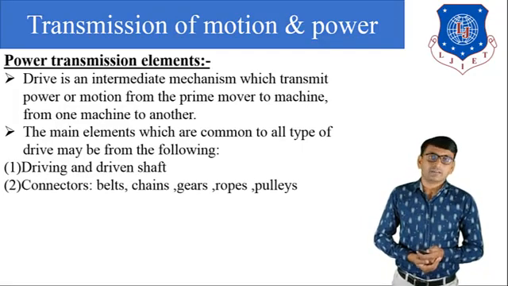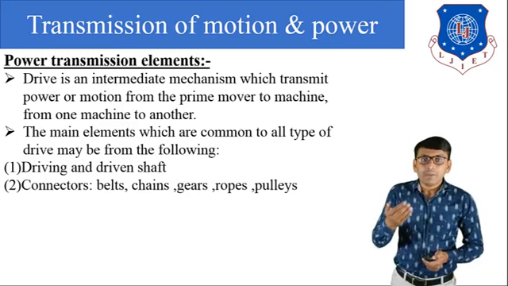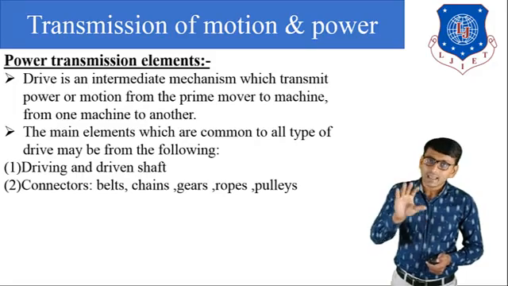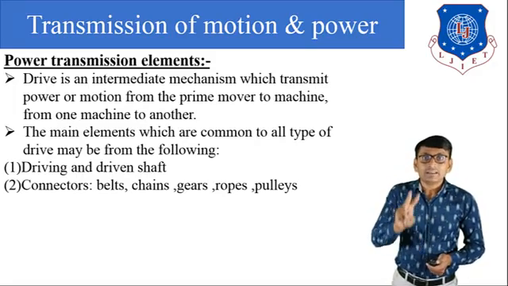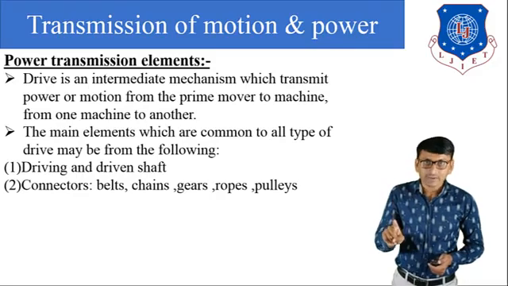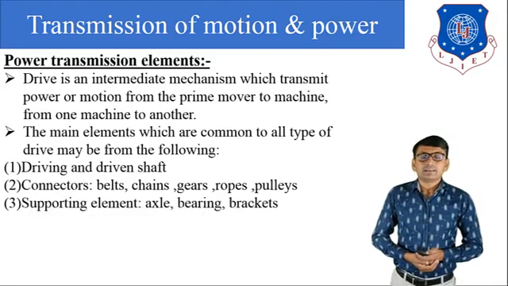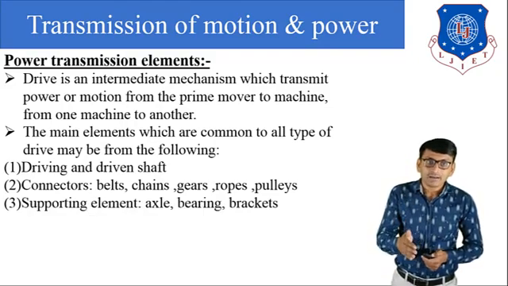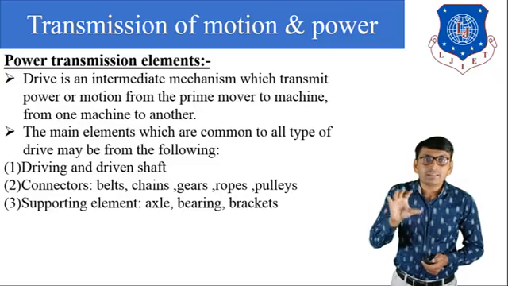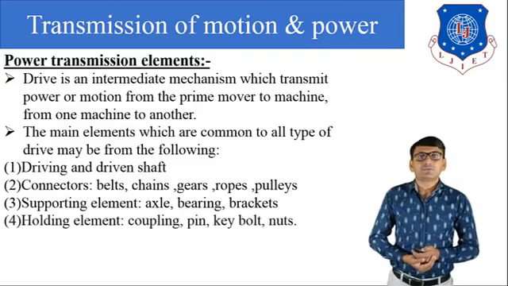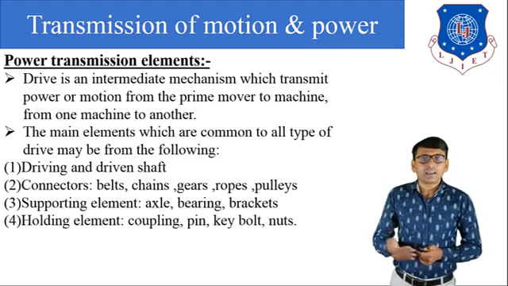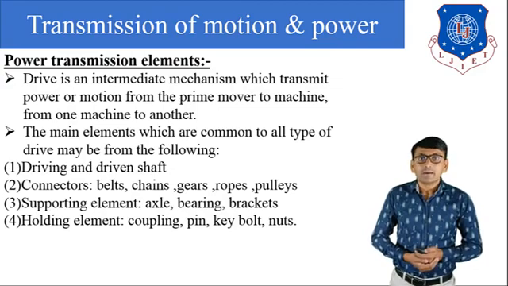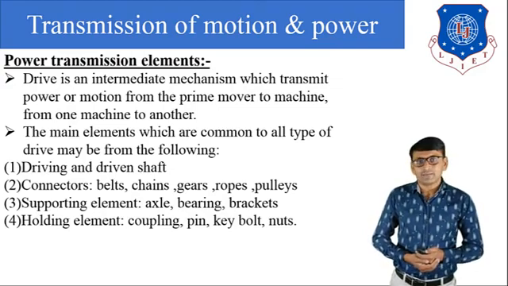Second one, connector, which includes belt, chain, gear, rope, pulley, etc., which connect these two shafts, driving shaft and driven shaft. Then third one, supporting element, which contains axle, bearing, bracket, which support this mechanism. Then fourth one, holding device or element, that are coupling, pin, key, bolt, nut, etc.